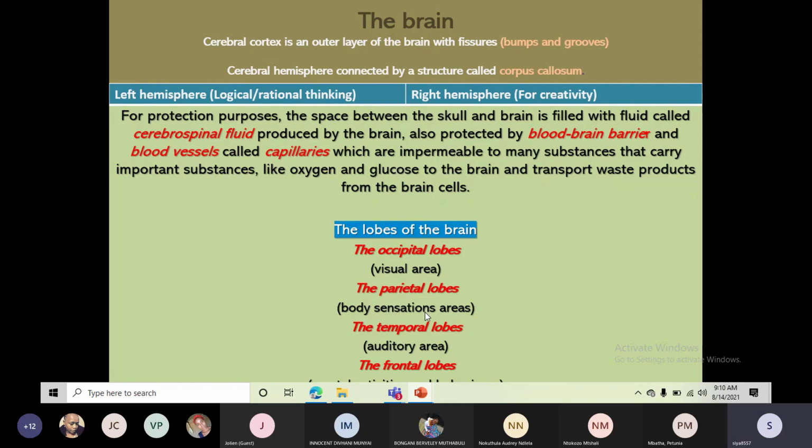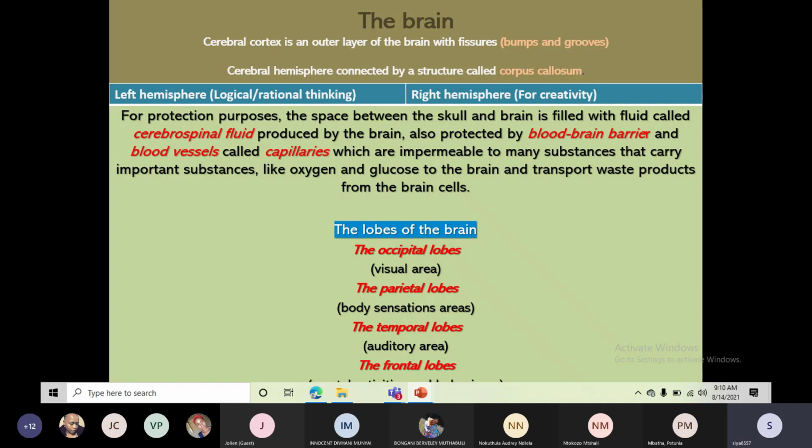The parietal lobe regulates your body senses. Body senses are sensations such as touch, temperature, pressure, and pain. Your ability to use your body senses, touch, temperature, pain, and pressure, that is the parietal lobe.